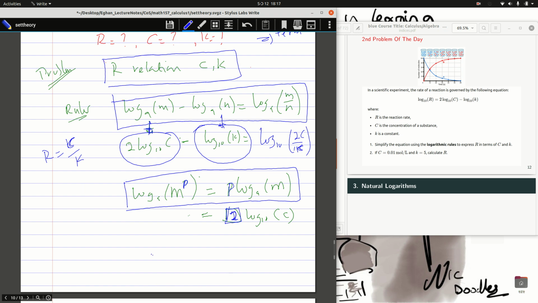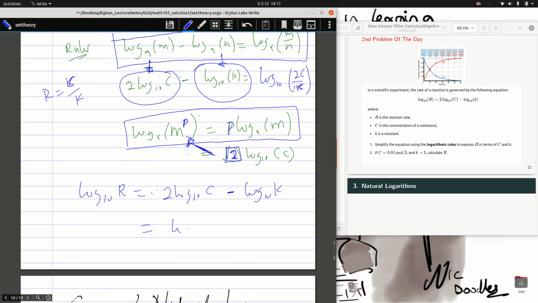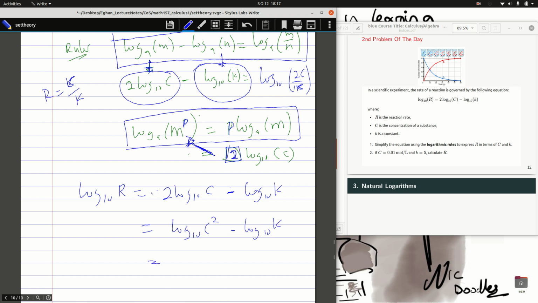Then I can come back and say that my log 10 R is equal to, now it means that this is the same as that. Forgive me if this is messing up, but it's easy to follow. My 2 log 10, is it minus or plus? Minus log 10 K. This is the same as writing it as log 10 C squared minus log 10 K. So with the question, what is R?